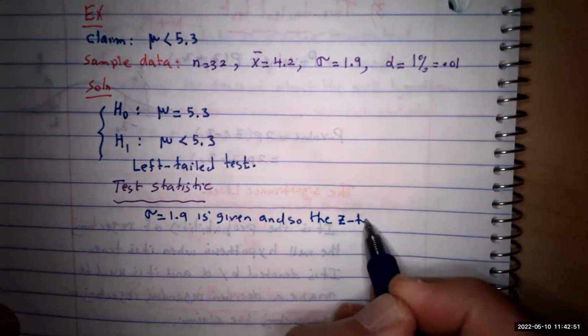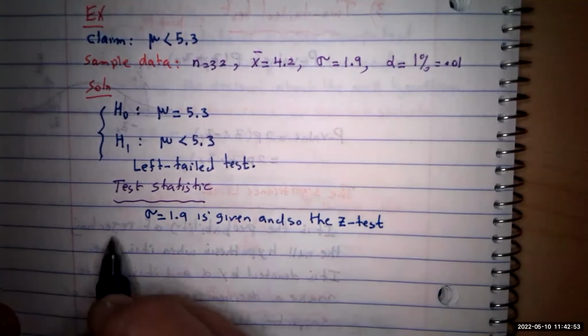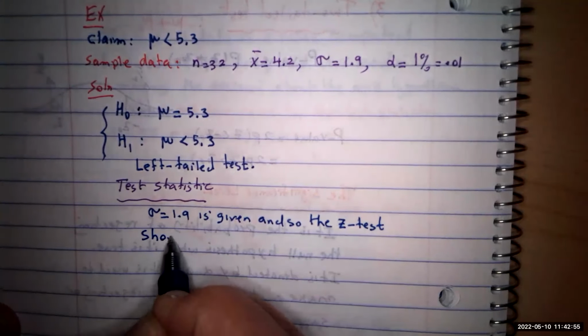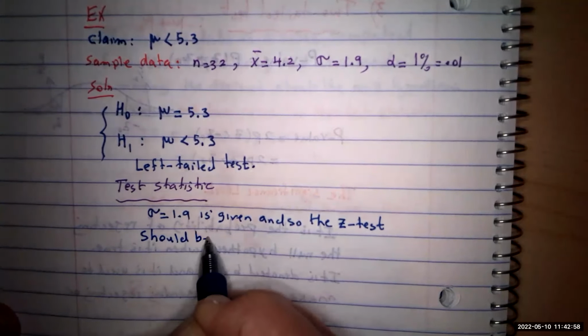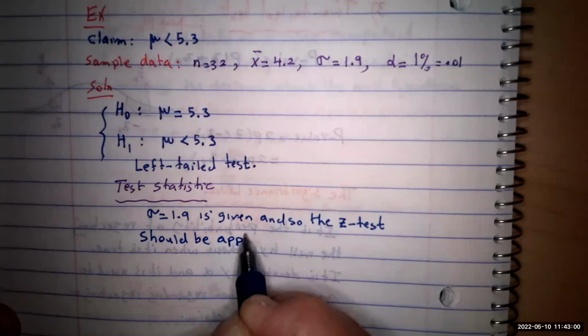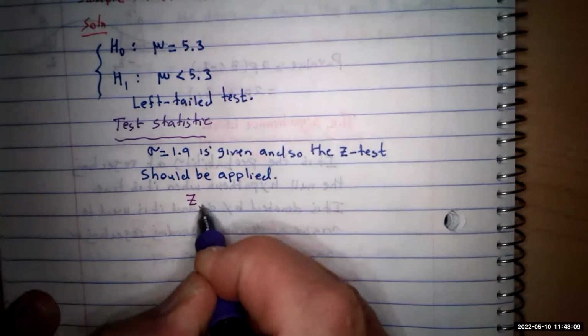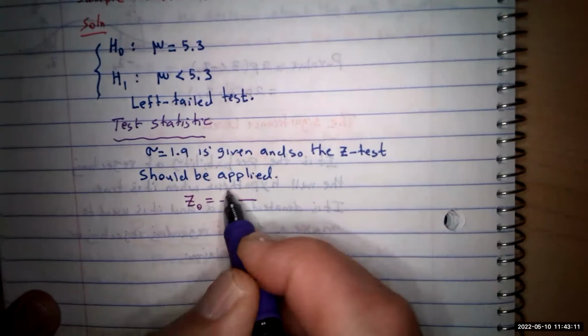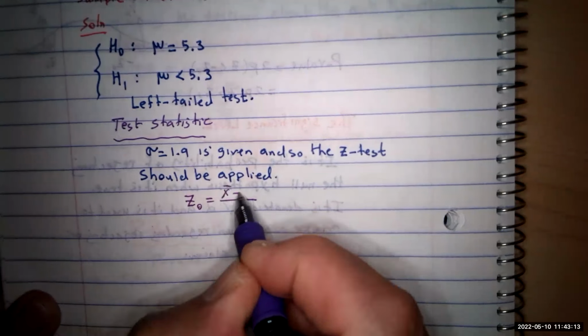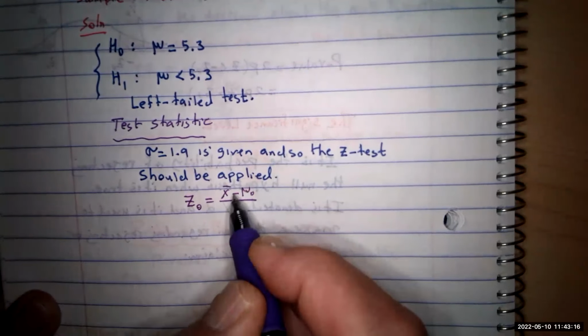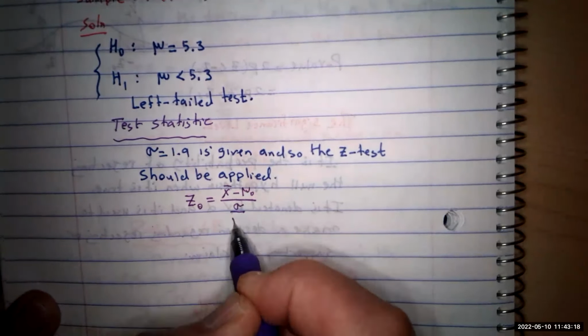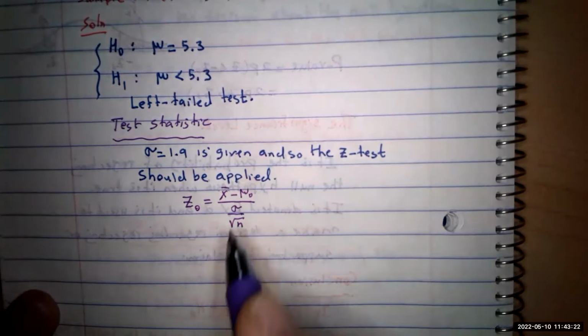I just explain it for your information. The Z test should be applied. Should be applied means you go with the formula, you see Z naught. Z naught is going to be equal to X bar minus mu naught, divided by sigma over radical n.